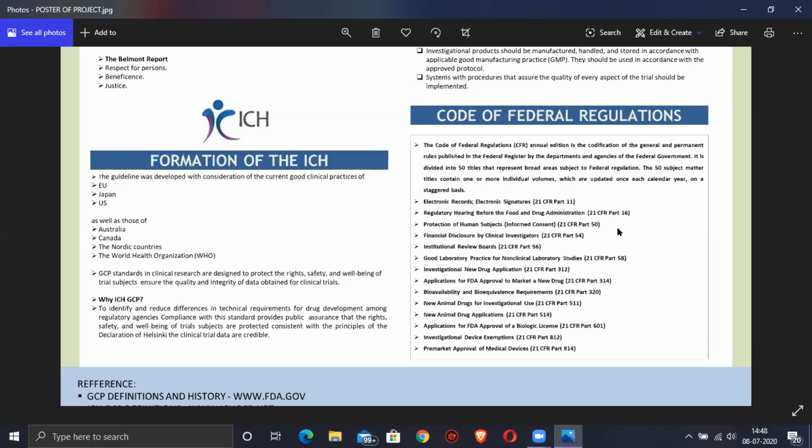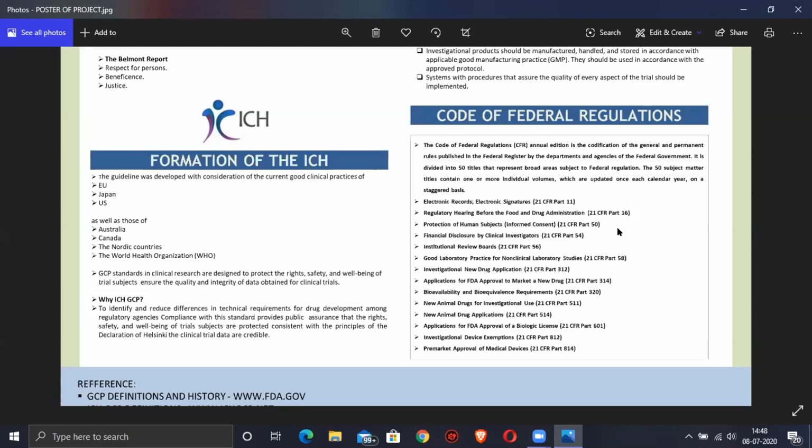21 CFR Part 11 speaks about electronic records, electronic signatures, how they should be collected, how they should be stored, the validation principles, etc. 21 CFR Part 16 speaks about the regulatory hearing before the Food and Drug Administration. 21 CFR Part 50 speaks about the informed consent process, the rules which need to be followed during the informed consent process, and preparing the informed consent form.